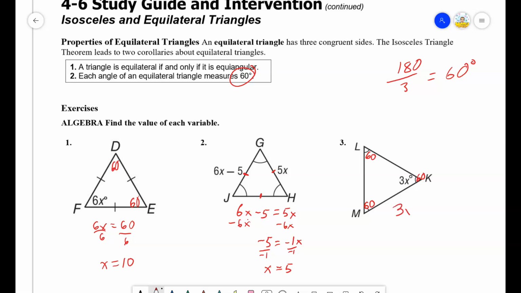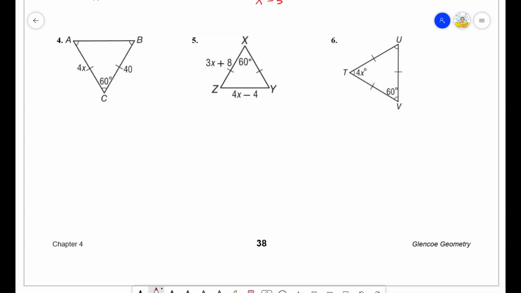Real easy solve here. 3x just equals 60. All those angles are 60 degrees. Divide both sides by 3, so x just equals 20. So again, let's not get fooled with the 60 degrees. What the 60 degrees tells me is that this side's also equal, and then I have an equilateral triangle. But I have this side and this side, they're marked as equal, so we're just going to take that and use it. That means that 4x has to be equal to 40. Divide both sides by 4, and again we find that x equals 10.